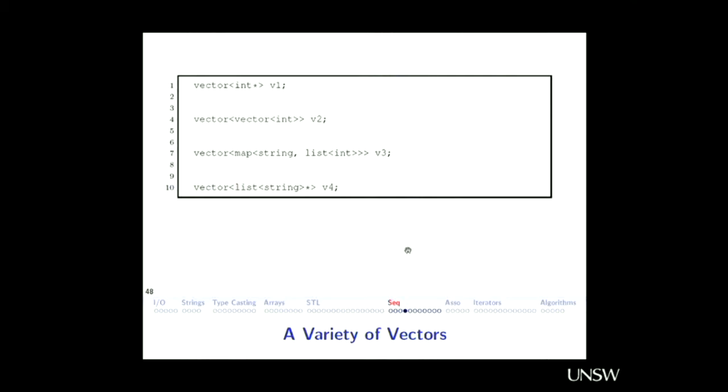We can also have vectors of pointers. We can have vectors of vectors. Okay, there's our two-dimensional array. We can have vectors of other containers. So a vector of a map, the map contains a string and a list of ints. Okay? You could also have a vector of list pointers where the list pointer is a list of strings. Okay? This is all completely fine.